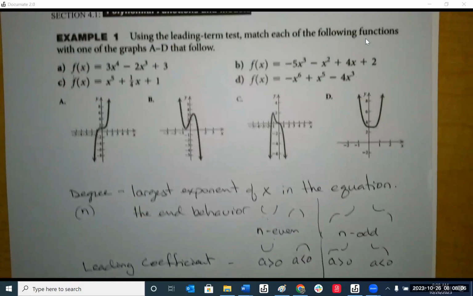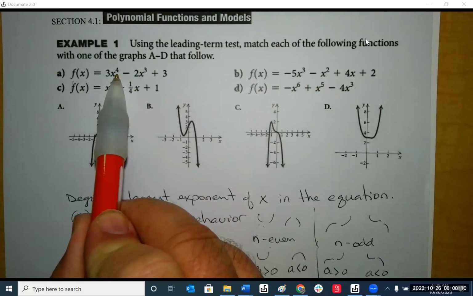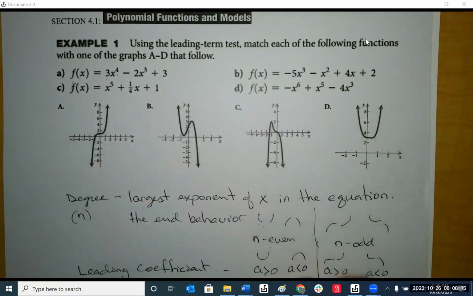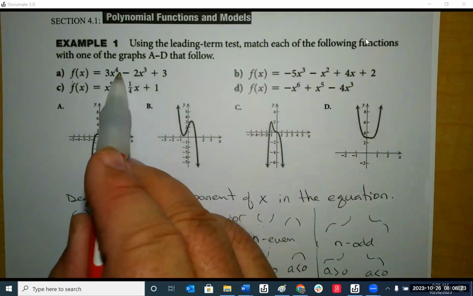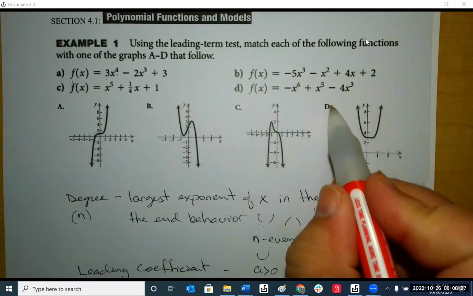Okay, so with what we know here, let's look at these. It's degree 4. A is positive. So what is it? What's the graph going to look like? They both go the same way, up or down. They both go up, up. So it has to be D.